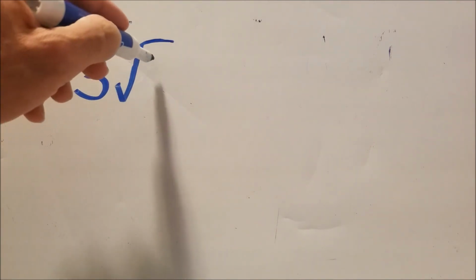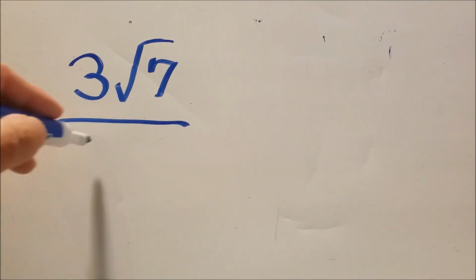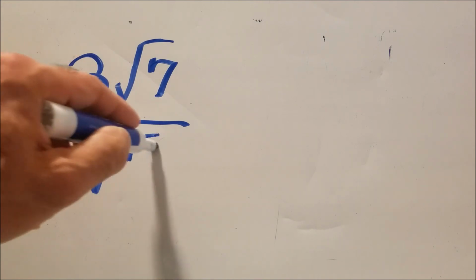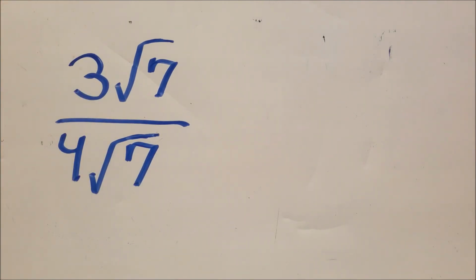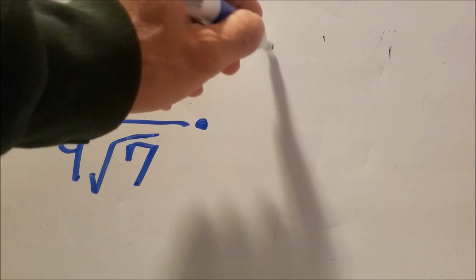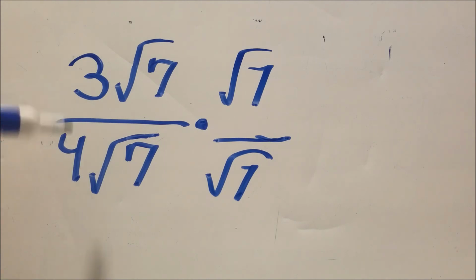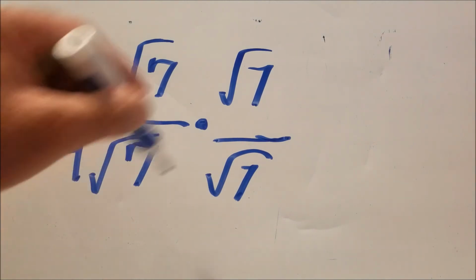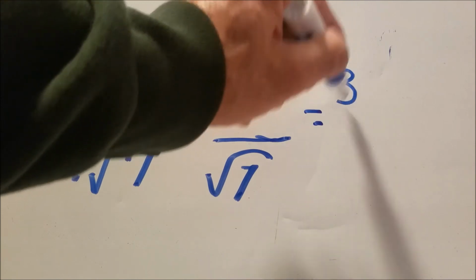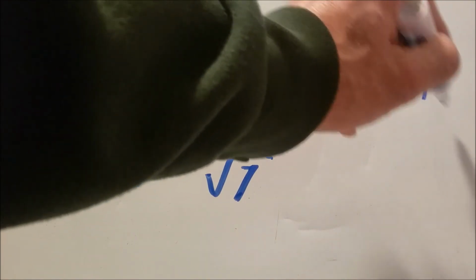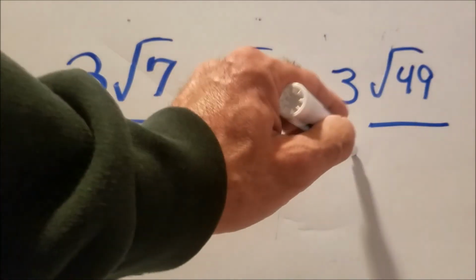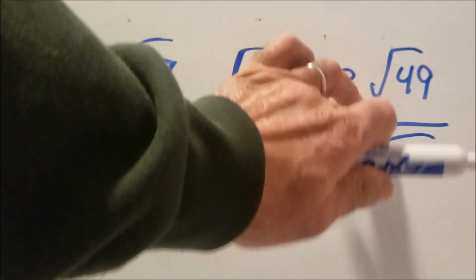Let's rationalize the denominator. What if I had a 3 square root of 7 over the 4 square root of 7? Let's look at this for a minute. What if we just take the square root of 7 and we do the square root of 7 on the bottom? We don't touch the constant numbers. And over here we're going to have 3 square root of 49. And over here we're going to have 4 square root of 49. Let's fix that.